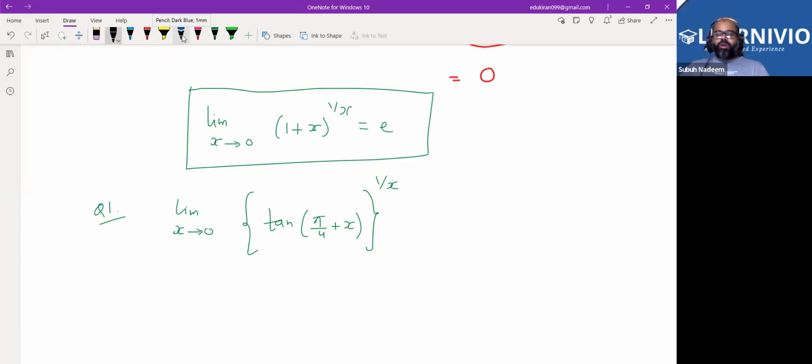First, apply the formula of tan A plus B, that is tan A plus tan B by 1 minus tan A into tan B. That will be, tan A is tan pi by 4, which is 1.